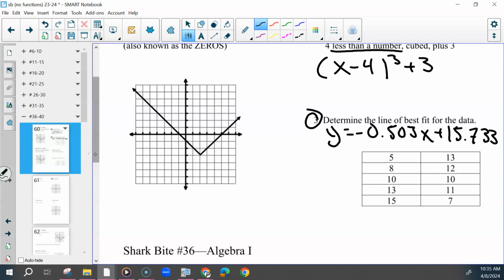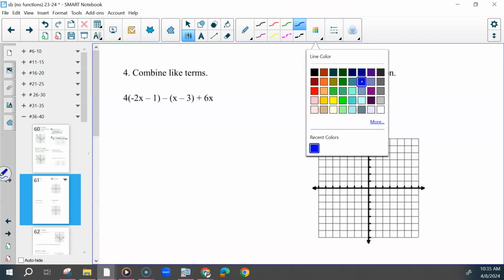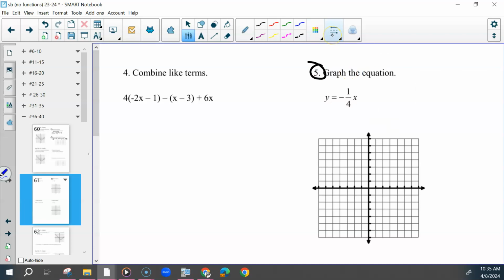Questions on either of those? And then number 5 could be done in Desmos just to see the slope and y-intercept, but you have to also graph this. So start at 0, 0, go up 1 to the left 4 as many times as possible, and down 1 to the right 4. But it should look something like that.